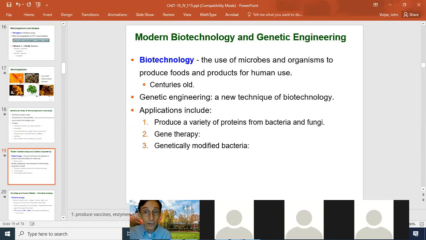Biotechnology and genetic engineering is our next topic. Biotechnology is the use of microbes and other organisms to produce foods and products for human use. So biotechnology is centuries old. An example of biotechnology is people have been breeding corn for centuries. It started with the American Indians, and they bred corn to make Indian corn.